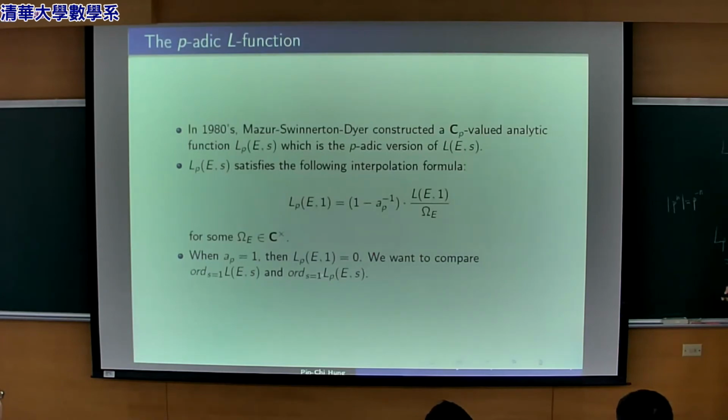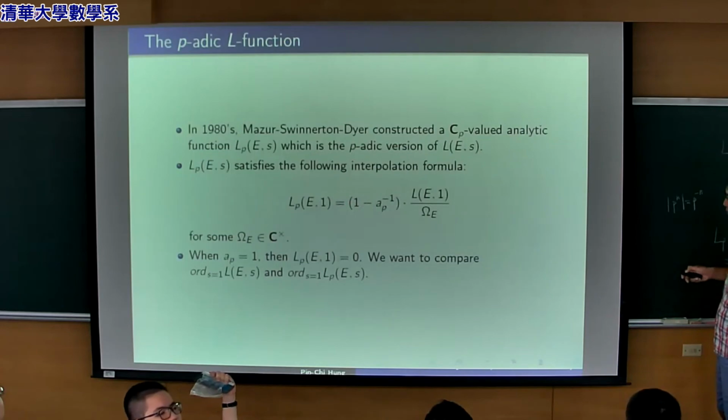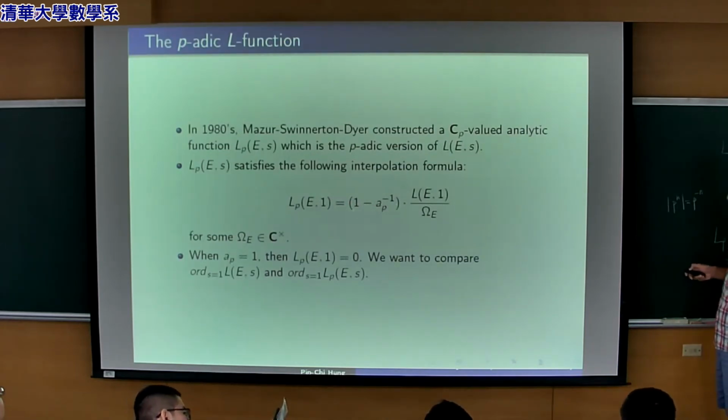Remember that we want to use this function to compare the order of vanishing of this L function, the analytic function. We want to compare those two things, because we want to understand the order of vanishing of the L function. So if we want to replace this guy with this guy, we want to ask what the relationship between them is. Obviously in this situation it's different. It looks like an extra zero appears here.